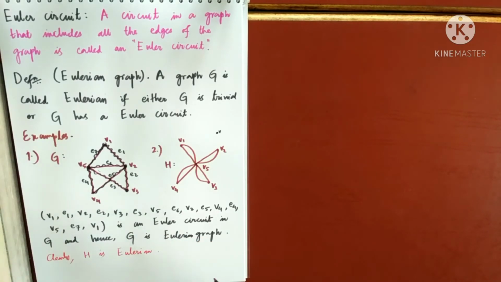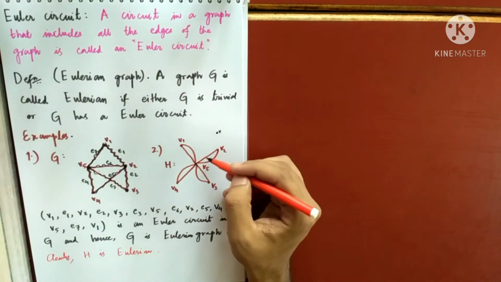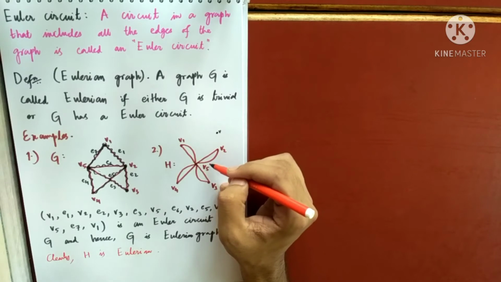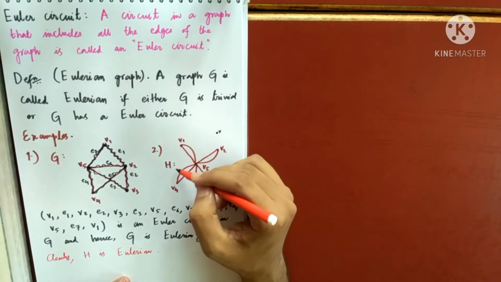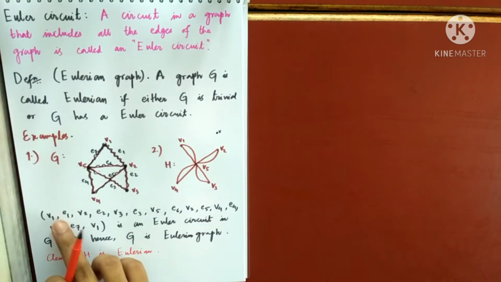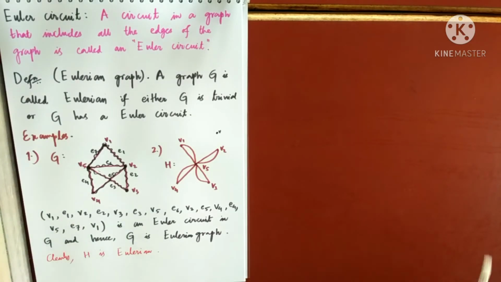So how to justify why H is Eulerian? You have to present an Euler circuit in H. So you can find an Euler circuit if you name the edges E1, E2, E3, E4, E5, E6, E7, E8, and you can write a circuit in this manner and can hence prove it. So why can you say a graph is Eulerian? You have to present an Euler circuit. If you can present an Euler circuit, then you can clearly say that your graph is an Eulerian graph.